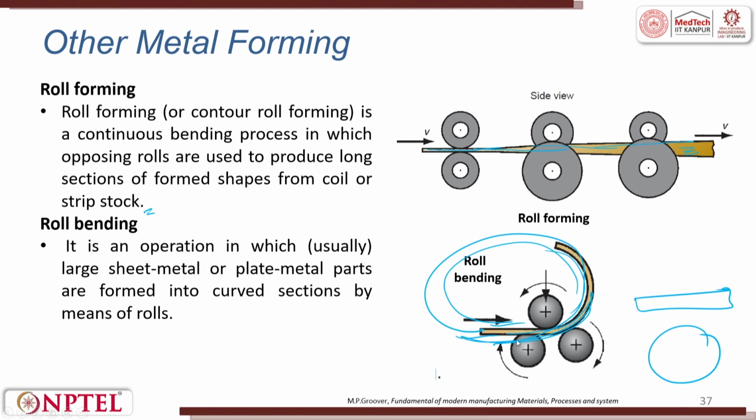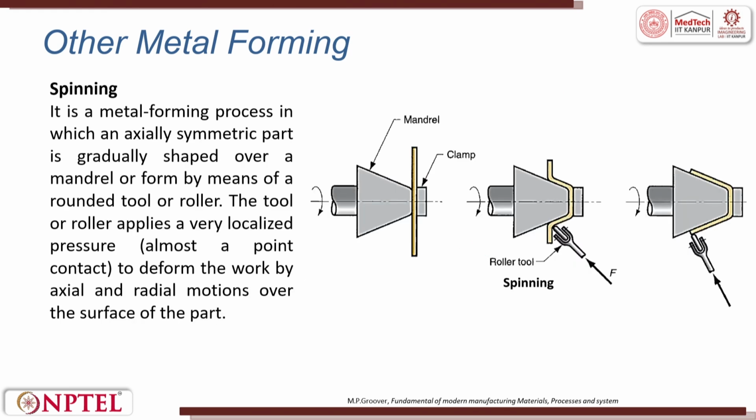So, it is an operation in which large sheet metals or plate metal parts are formed into curved shapes to meet the requirements. Roll forming and roll bending are other operations which are used there. Spinning: almost all the vessels and artifacts are made out of the spinning process.